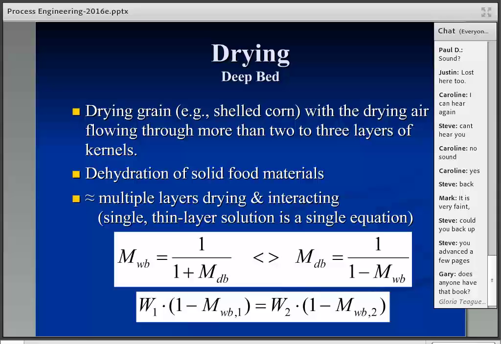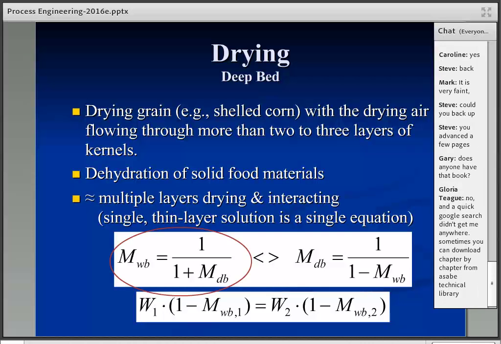But dehydration of solid food materials is the same process as the grain drying process. Roughly speaking, it acts like multiple thin layers, multiple individual layers, but you don't really make calculations based on that. But that fundamentally is what's going on. So I've listed a couple more fundamental equations here. This is just the two relationships that go back and forth between wet bulb and dry bulb temperature.